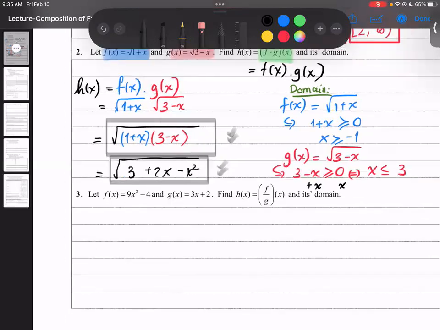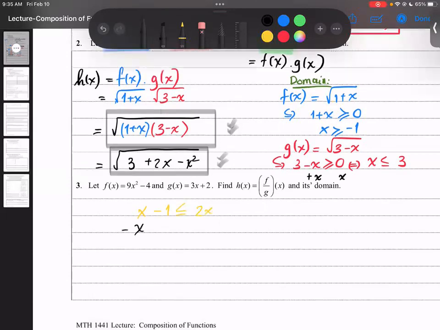Let me give you an example. Don't write this down. Say I have x minus 1 less than or equal to 2x. I can subtract x from both sides like that, and that cancels, and I have -1 less than or equal to x. Now, this is not true for the multiplication or division case.